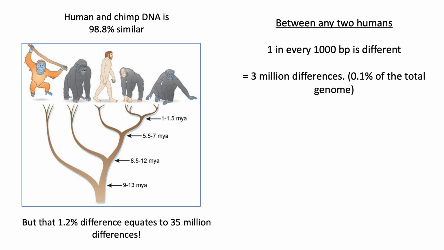And that doesn't necessarily mean you have to be from a different ethnicity. You can literally be from the same village and you would still have a significant number of differences between those two people. So that equates to about 3 million differences, which is 0.1% of the total genome. It's not very much, but it's still enough to account for why we all look different and why we've got different sized hands and different shaped faces and all of that.